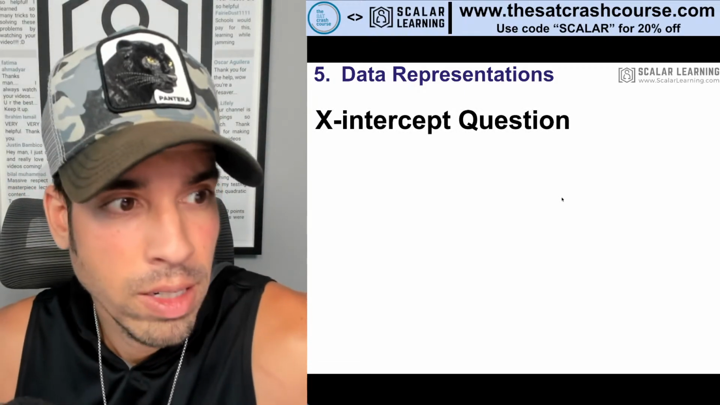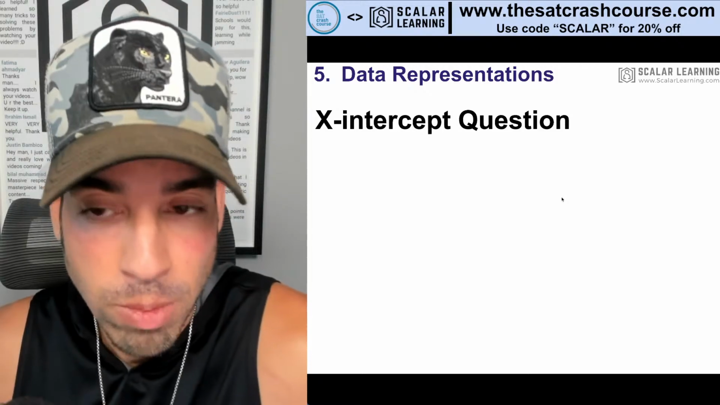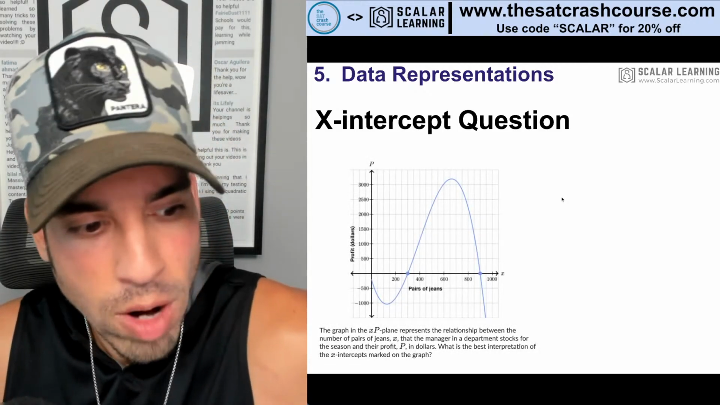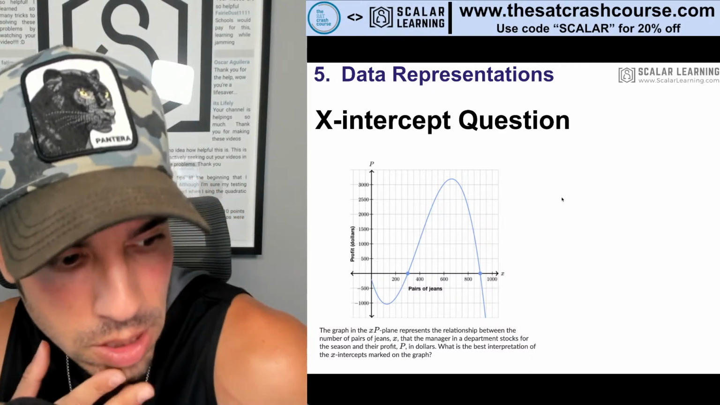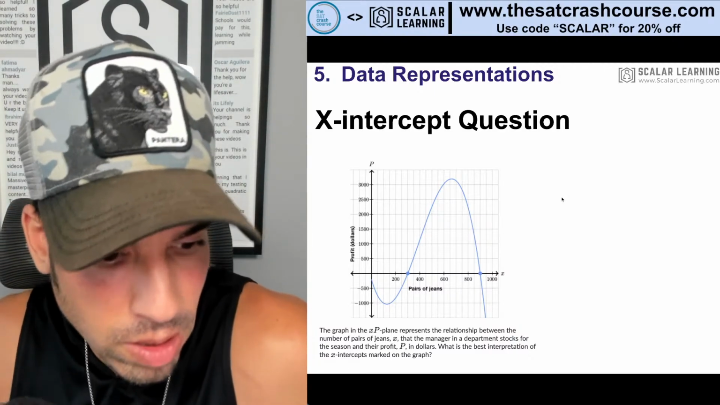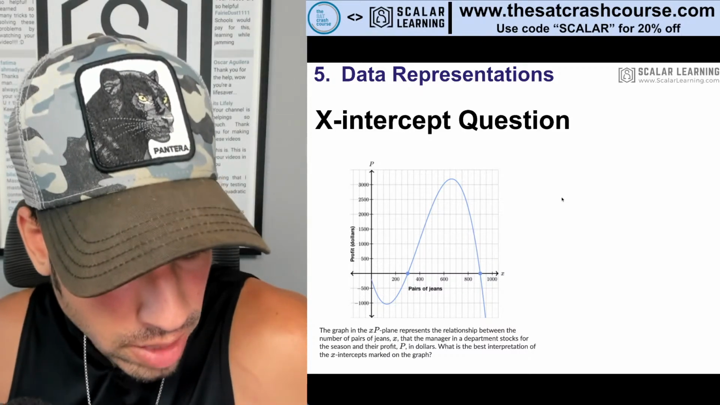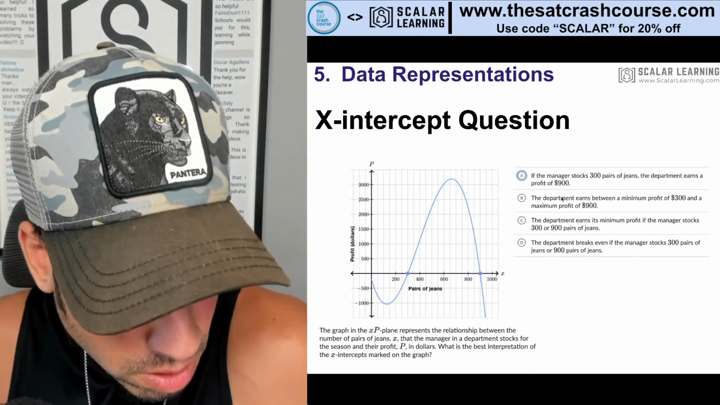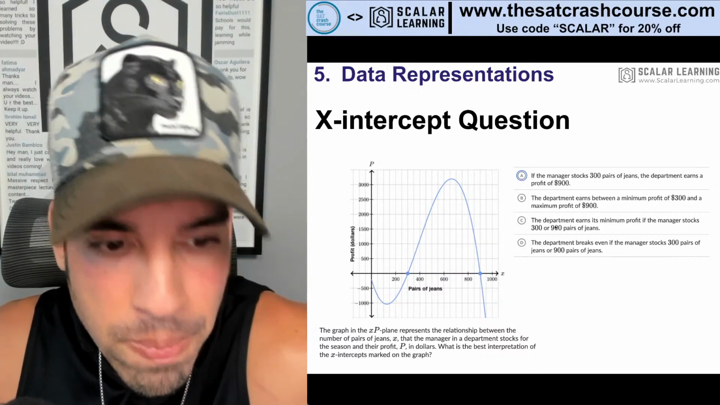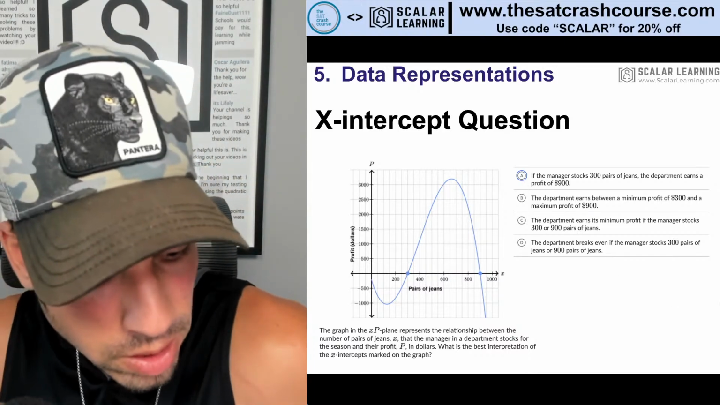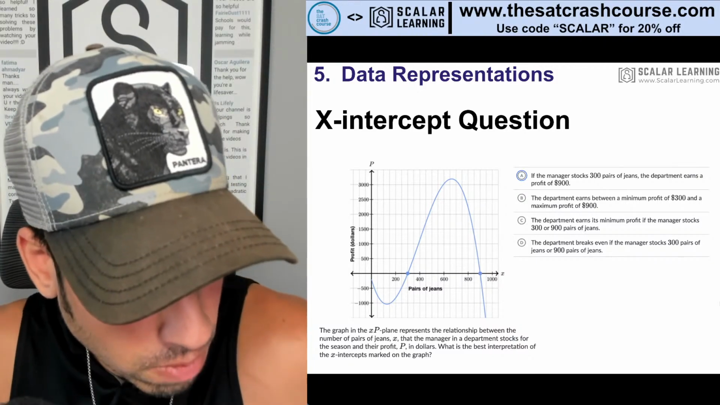Now, what if we have a question talking about the x-intercept? All right, let's check this out. The graph in the xp-plane represents a relationship between the number of pairs of jeans that the manager in the department stocks the season and their profit in dollars. What is the best interpretation of the x-intercepts? And we've got these different options. By the way, I don't know why A is in blue. That doesn't mean that A is right. But anyways, take 40 seconds, give it a shot, and let's check it out.